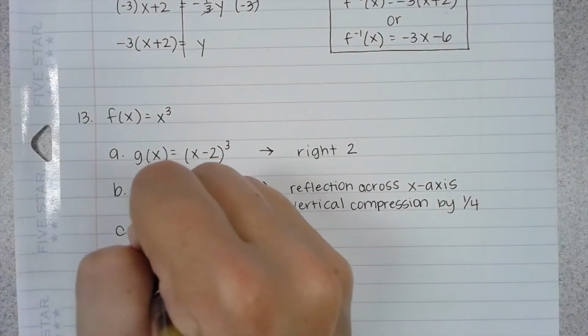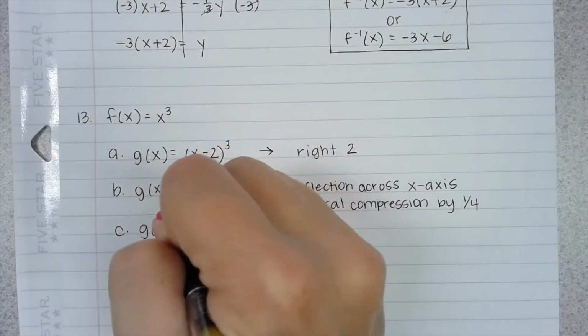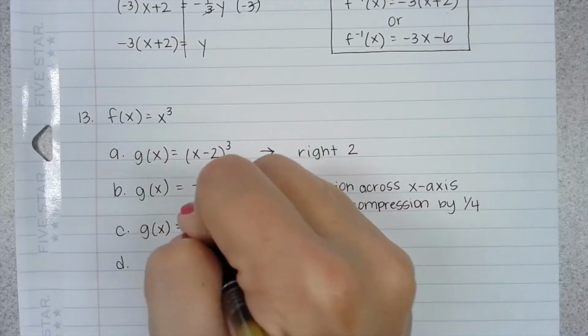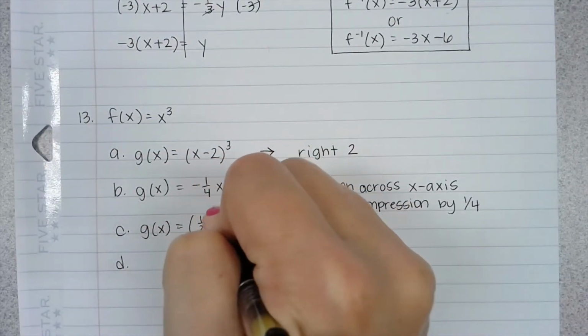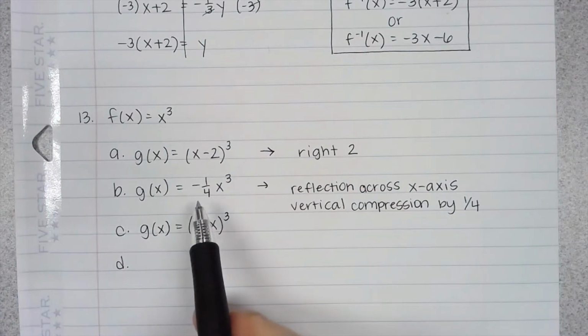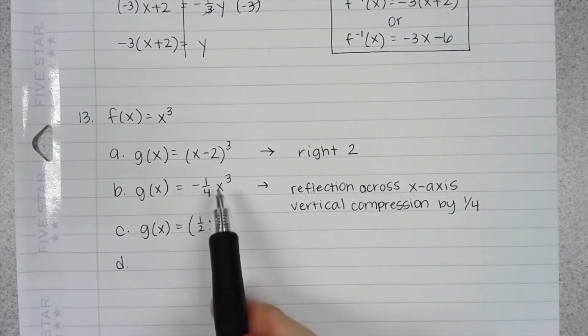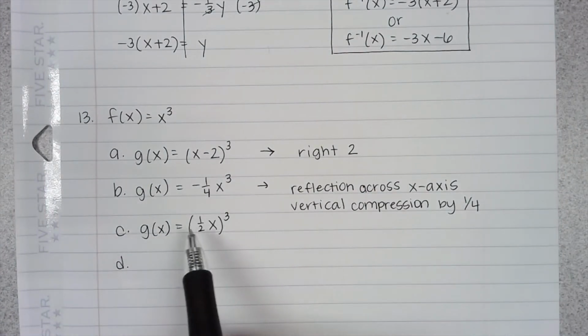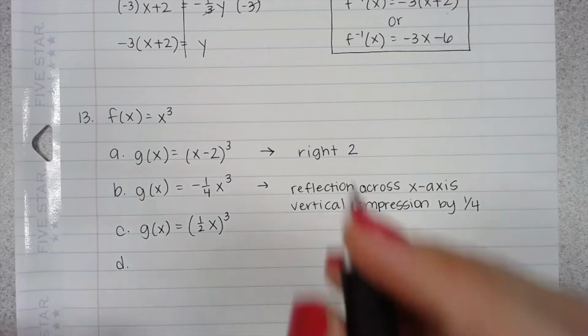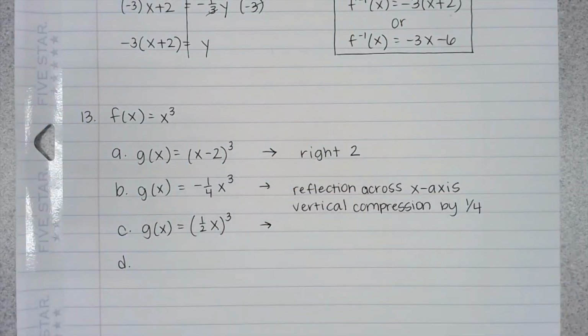And that's the next one. So for the next one, g of x, the function that's given, there's only one thing happening on this one. Notice that on this one, the 1/4 wasn't inside parentheses with the x, but notice that on C, the 1/2 is on the inside with parentheses with the x. So for this one, I'm going to describe what's happening.